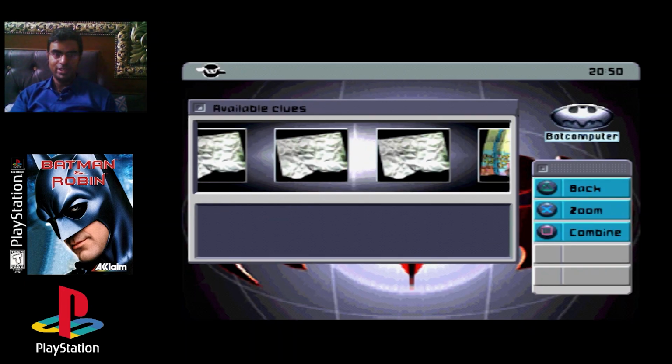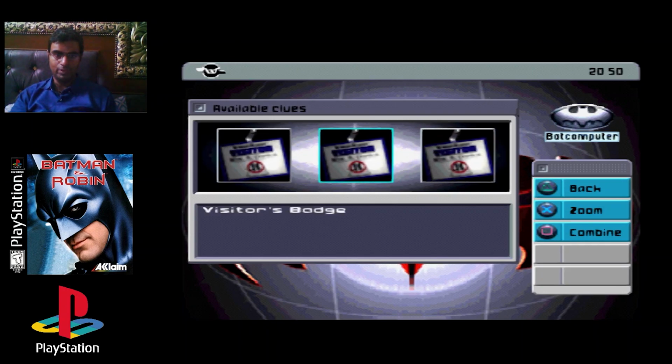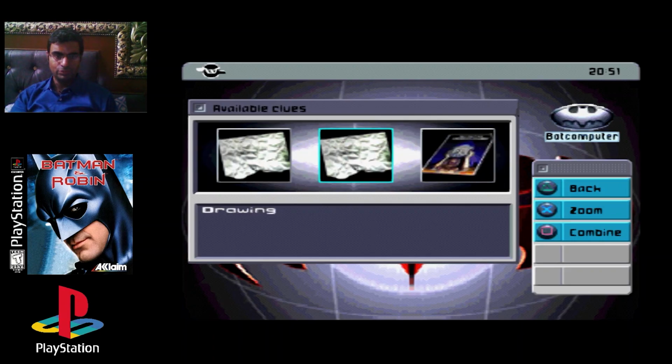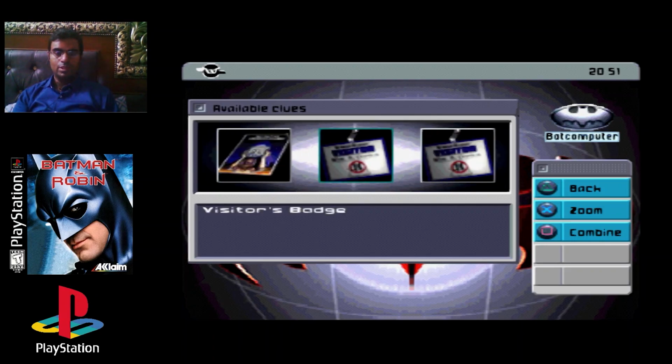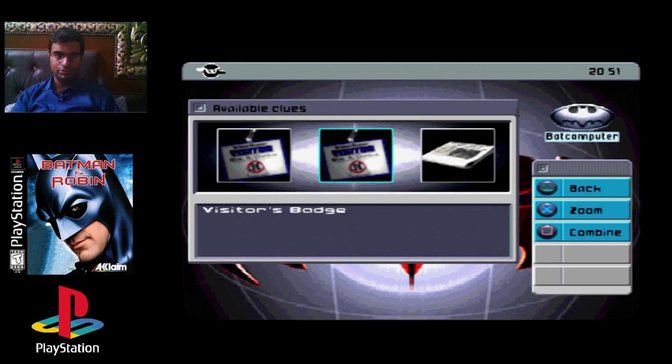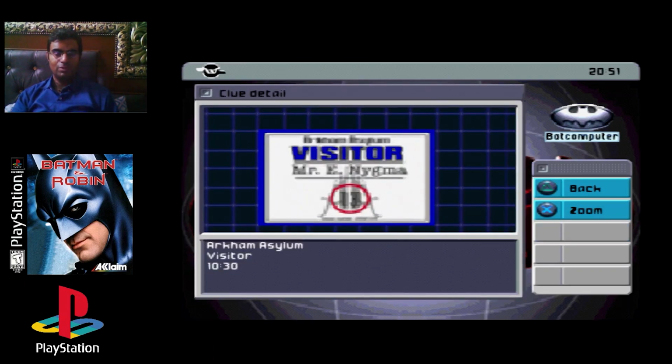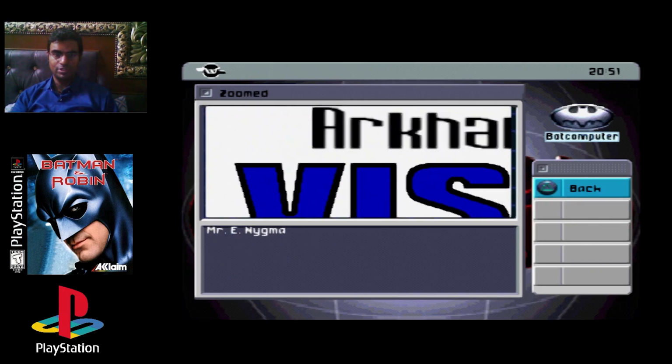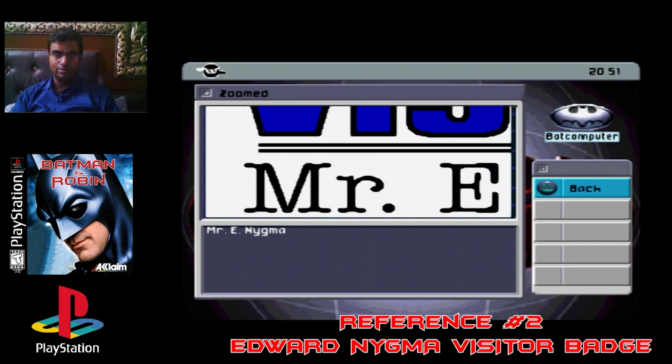And for the second reference, let's move further. As you can see, these are some visitor badges, 3 of them, and when you move to the Arkham Asylum area, then you will find these clues. These are related to the Arkham Asylum area, and in the middle of these three visitor badges, I think this one. Yes, this one is related to, as you can see, it is a visitor badge, and below this you can see it is written Mr. Enigma.